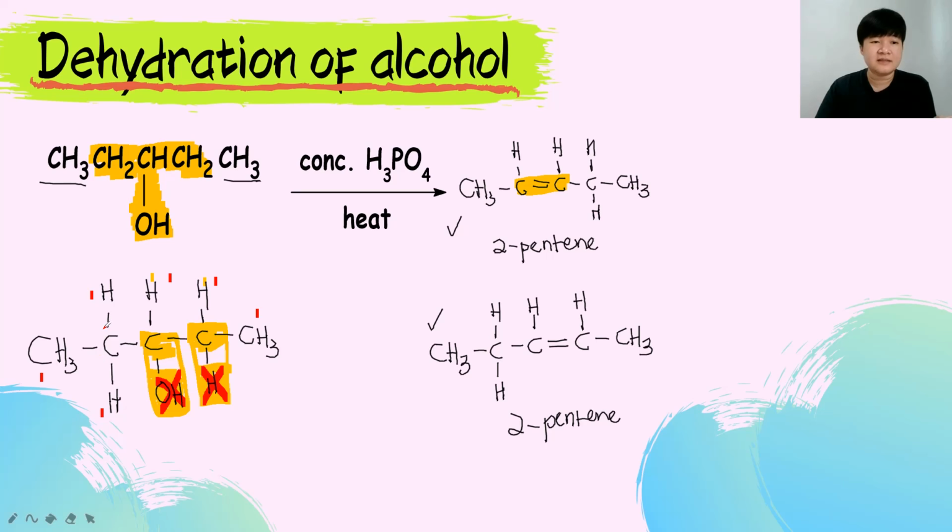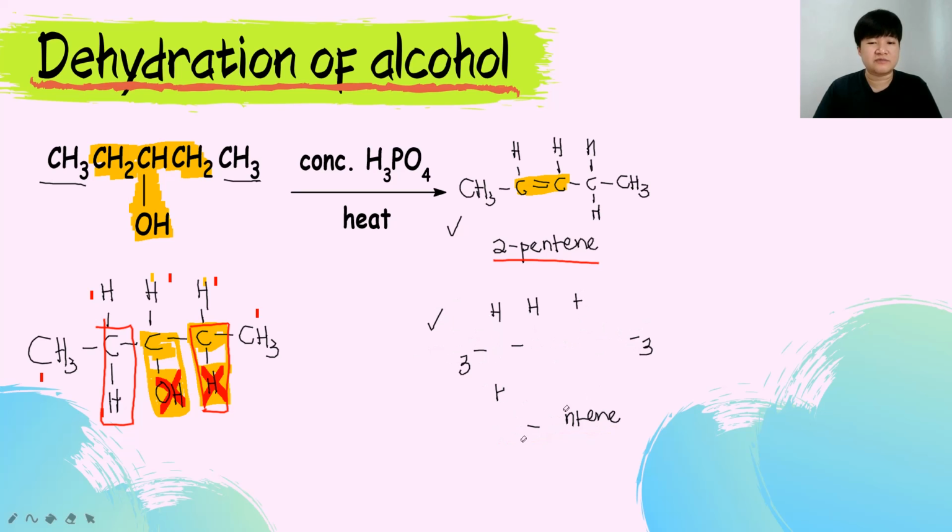In this case, removing the hydrogen from the left carbon or removing the hydrogen on the right carbon is the same because they will produce 2-pentene both ways. Okay, simple. Is that clear? So if they give you the same product, we do not need to write the product twice. We will only write it once. And don't forget your byproduct H2O.